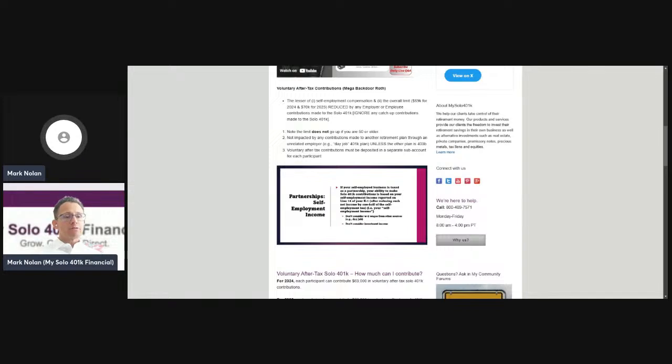It's important to note that those contributions to the solo 401k have to be based on your earned income from the self-employed partnership. In other words, you can't use your Walmart W-2 wages to contribute to the solo 401k and vice versa.